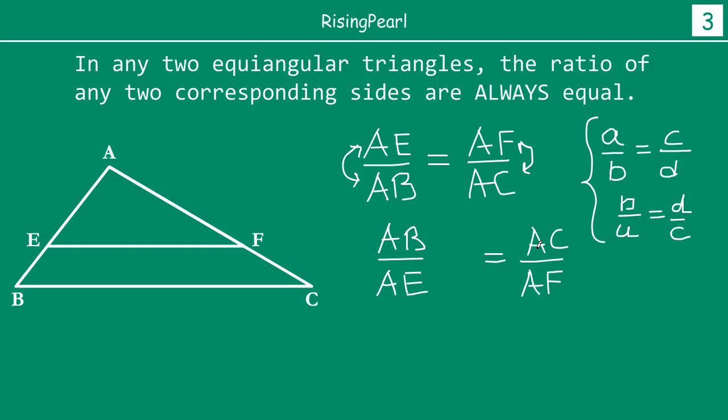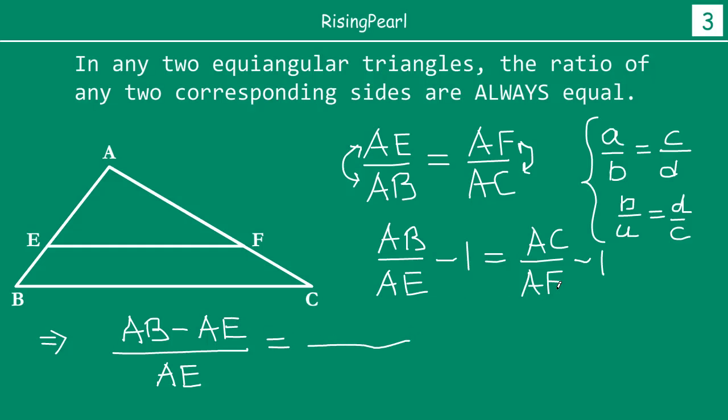Now the reason I have swapped them is I want to subtract 1 from both sides of this equation. So on the left hand side, AE will be your denominator, so we will have AB minus 1 times AE is AE, and on the right hand side you will have AF as your denominator, and you will have AC minus AF.